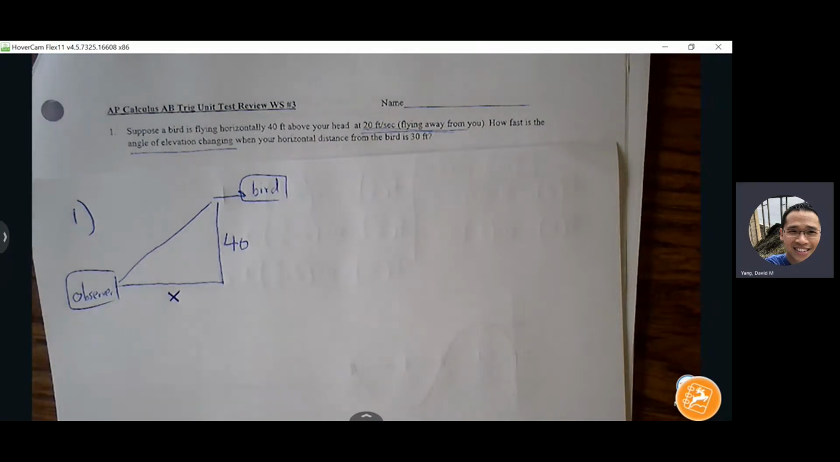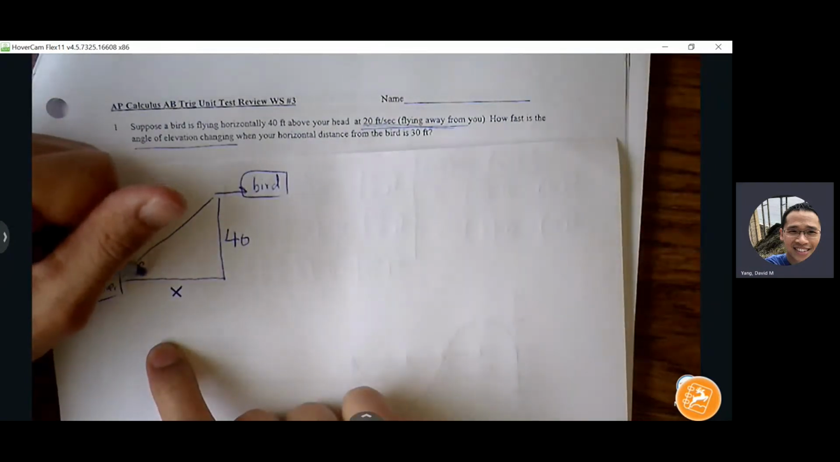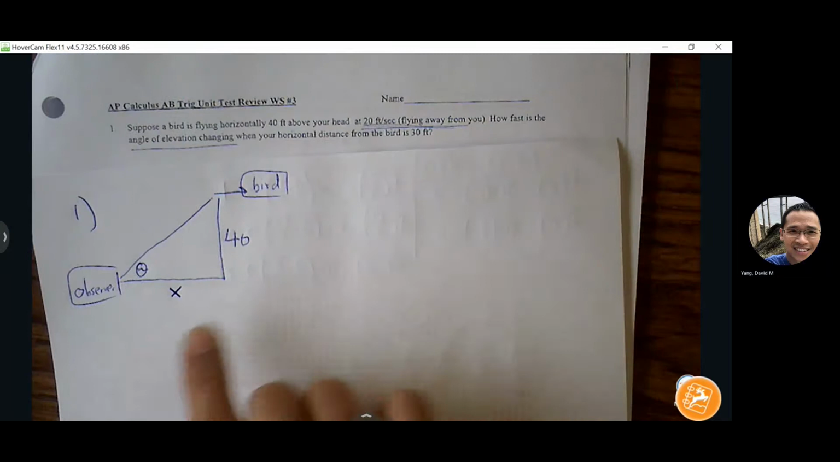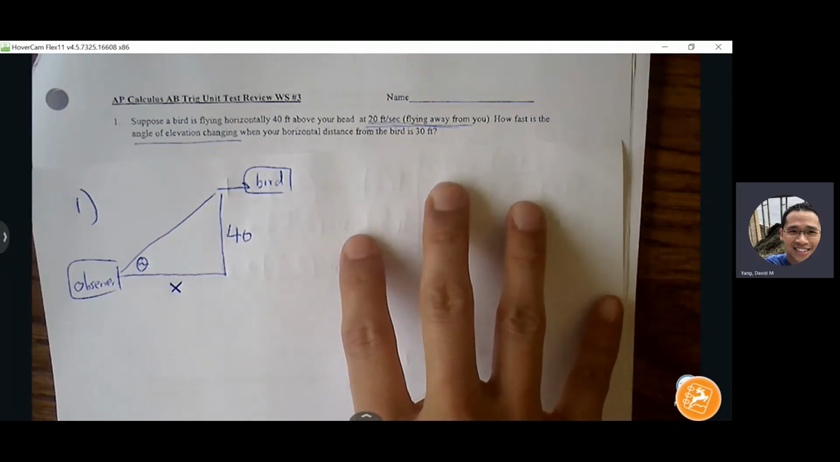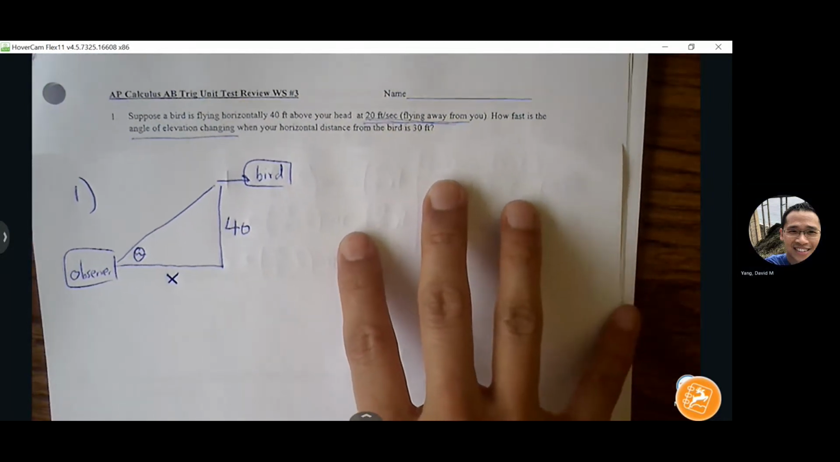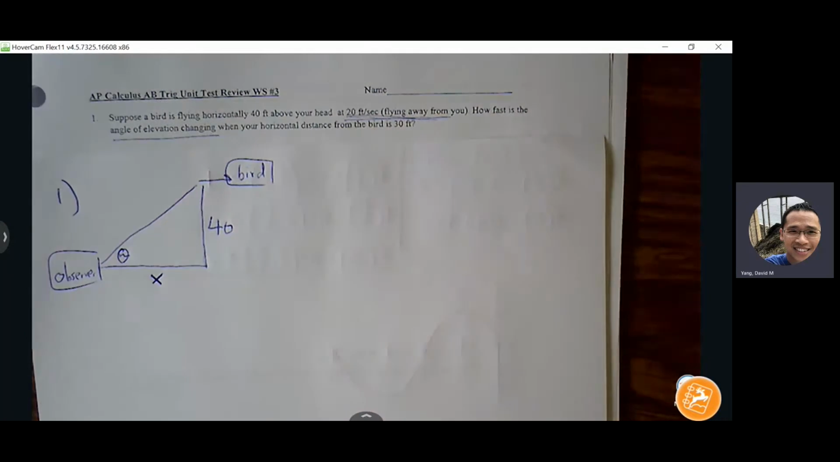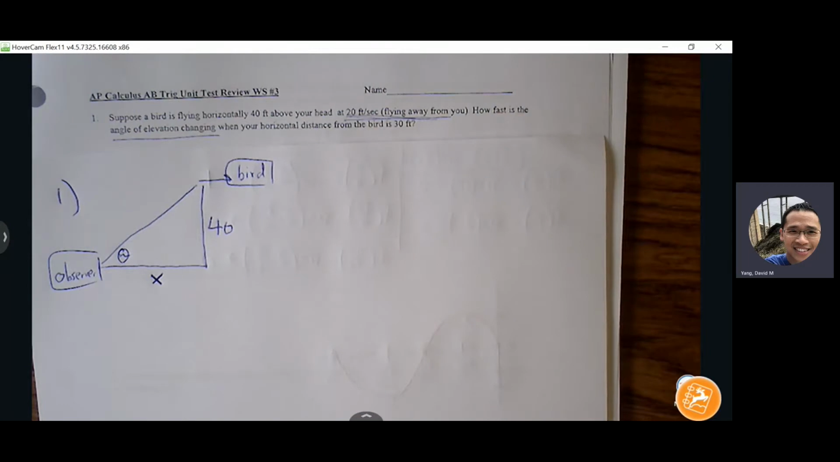How fast is the angle of elevation changing? So theta is going to be here when your horizontal distance from the bird is 30 feet. All right, let's just go ahead and start with our trig function. We know we're going to have to involve a trig function that's going to hit the values that we see in front of us.